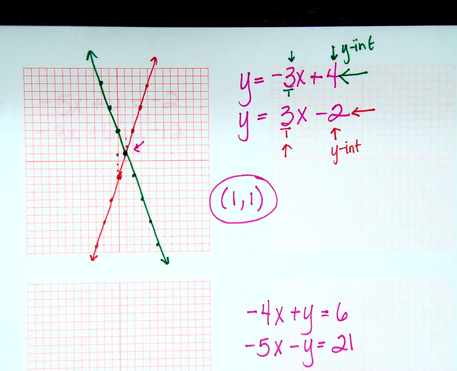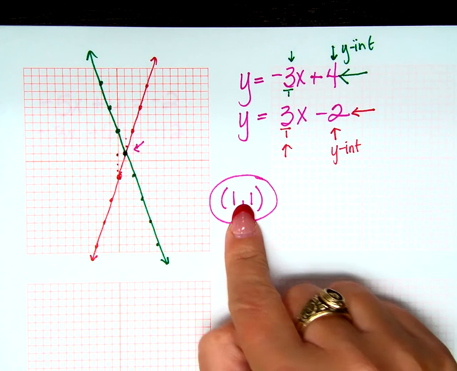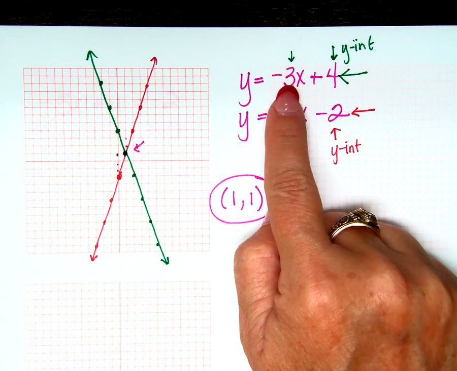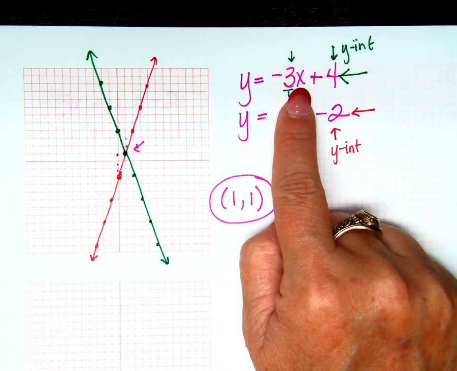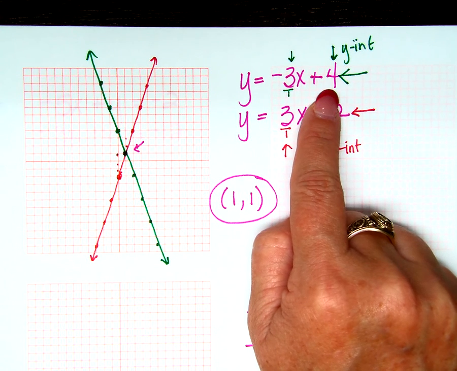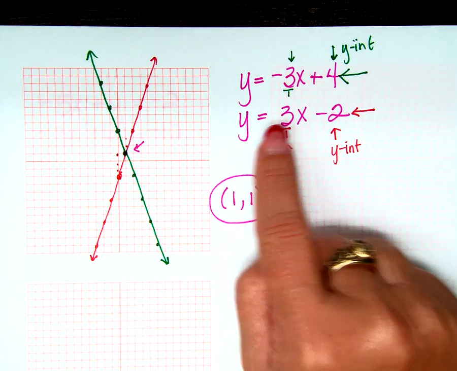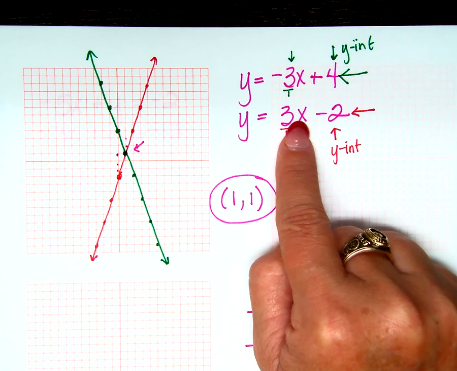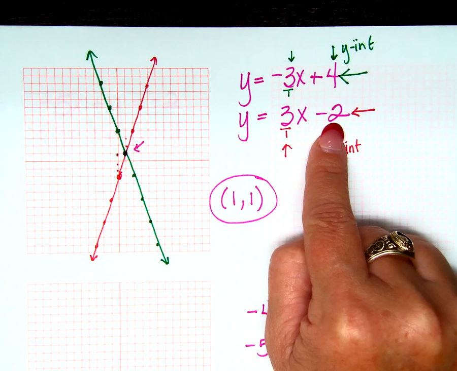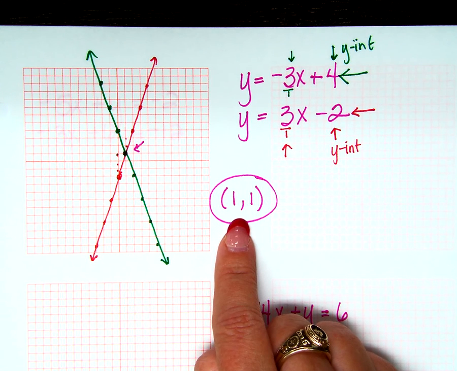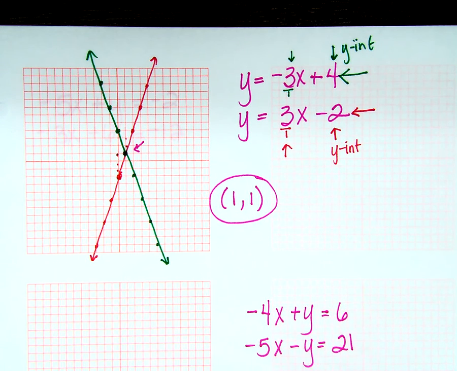Now, is there a way I could be super sure that that's the point of intersection? Like that I did it right? Oh, I could check it, right? 1 equals negative 3 times 1 plus 4. What's negative 3 times 1? Negative 3 plus 4? 1. Does 1 equal 1? Excellent. 1 is there, 1 is there. 3 times 1 minus 2? 1. Does 1 equal 1? I know that's correct then, without a shadow of a doubt, right?